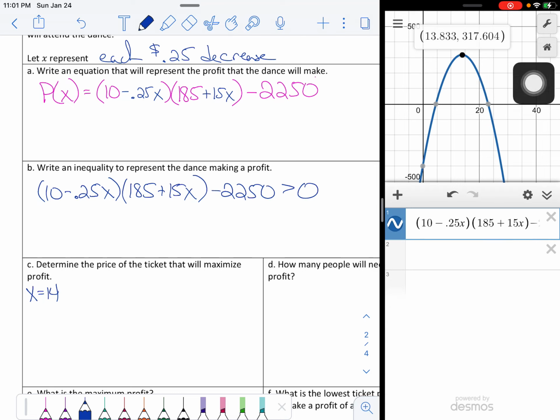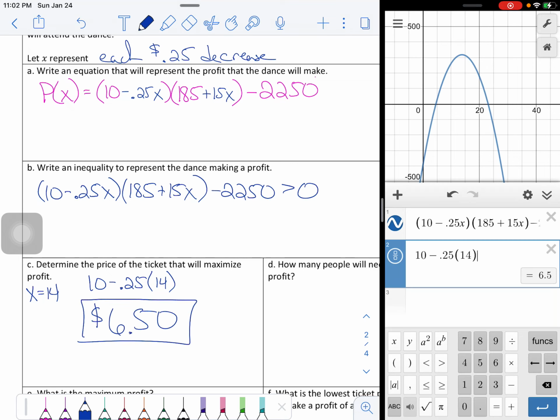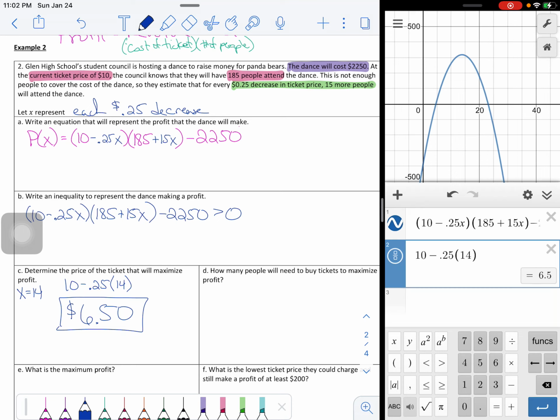Okay. And now when it says determine the price of the ticket that will maximize the profit. Well, right here is the price portion. It was 10 minus 0.25x. So 10 minus 0.25, and in our case, x is 14. So that means that the school should make 14 25-cent decreases. Let me get the right numbers in the right places here. And that's a 14. So they should charge $6.50 per ticket.